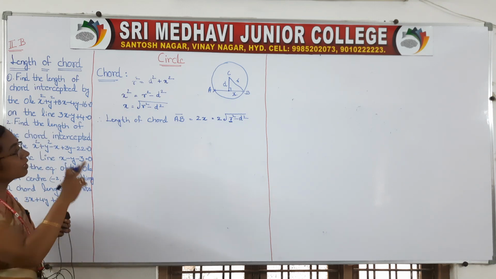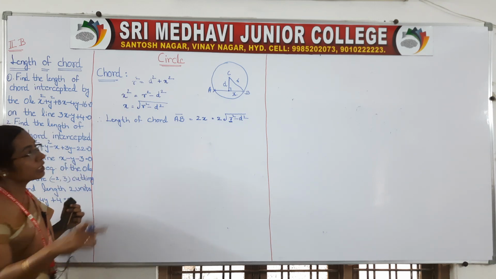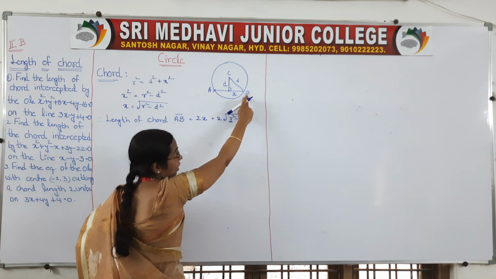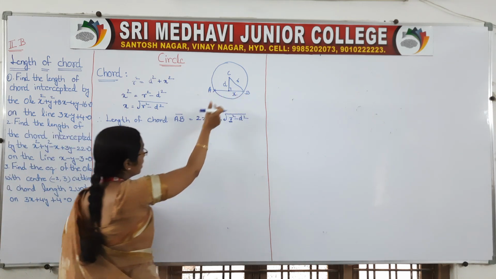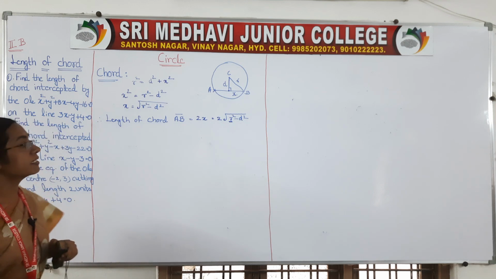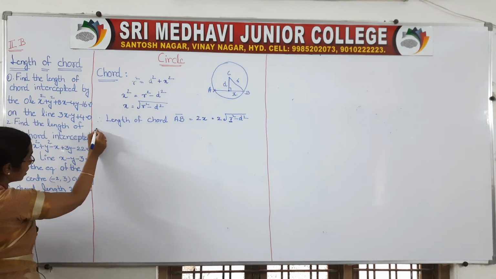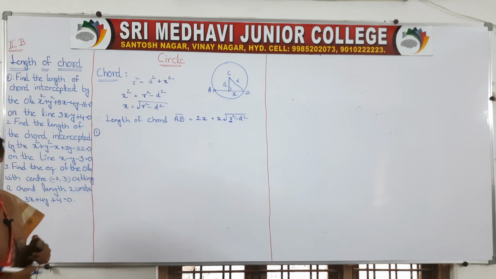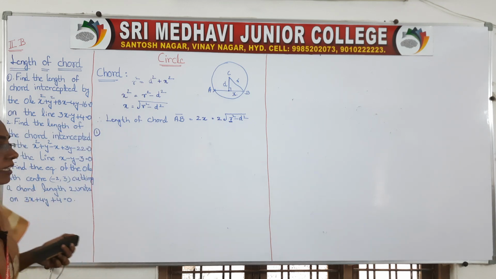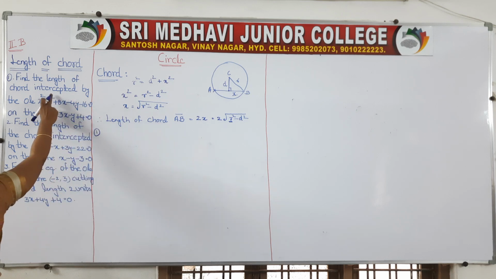We have to find length of the chord. So this length we have to find, we got half of the length, so 2 times of that length is nothing but your length of the chord. So now we will do some problems based on this formula and we will find the length of the chord. Come to the first question.